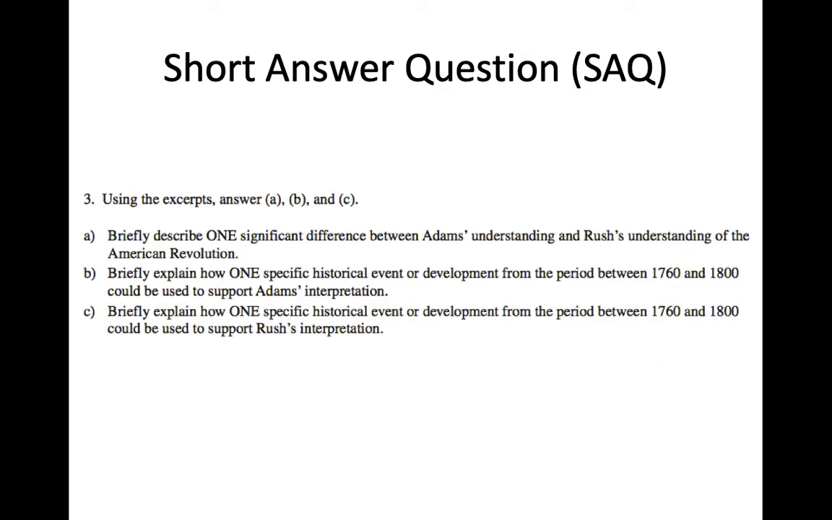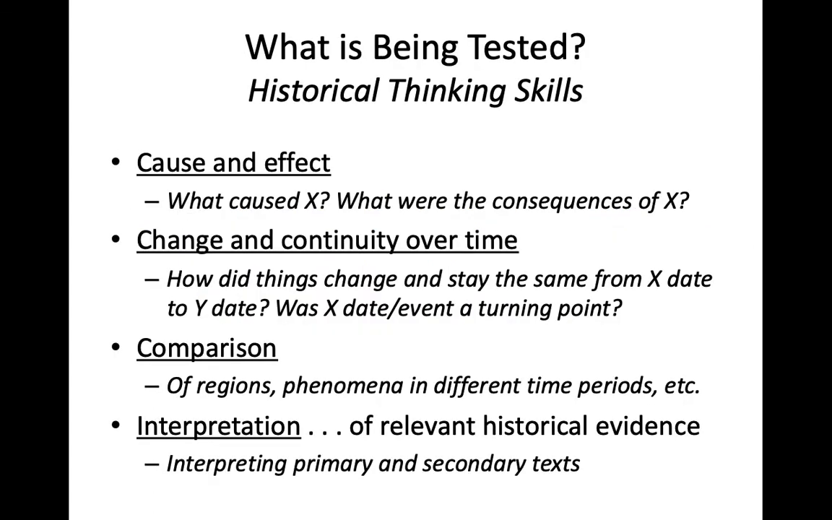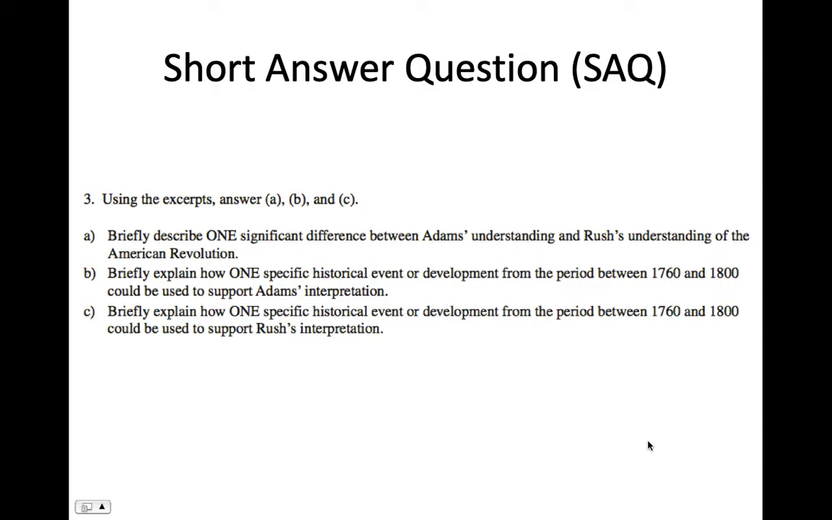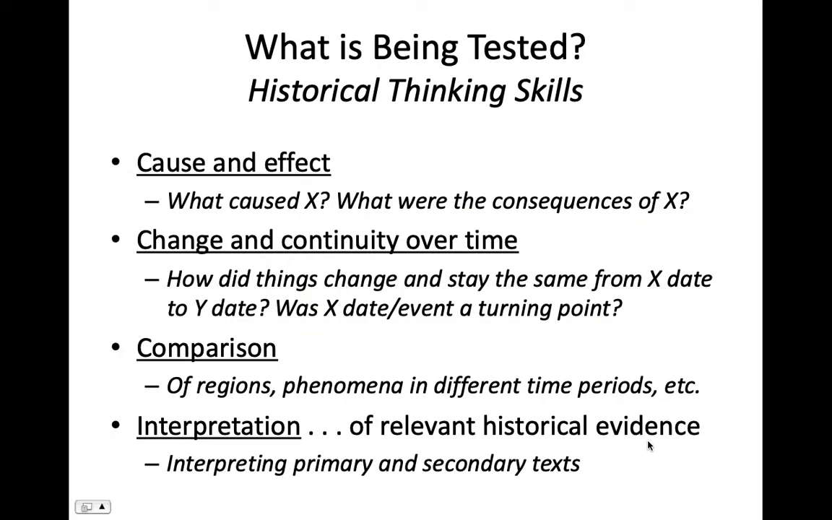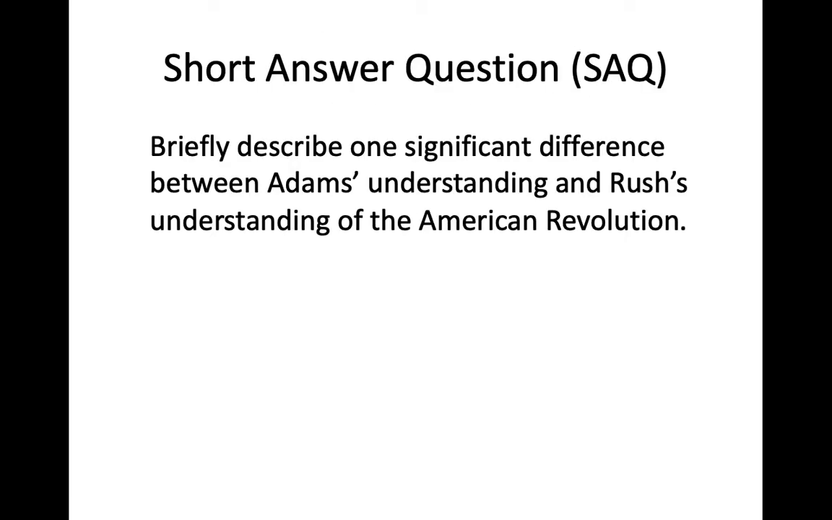And here are the three questions. Typically, they'll ask you to do something like compare and contrast the content of the quote, and then provide historical evidence to support one or both of the quotes. And that's what they're doing here. So down here is an interpretation question, interpreting relevant historical evidence. So let's look at the first question.